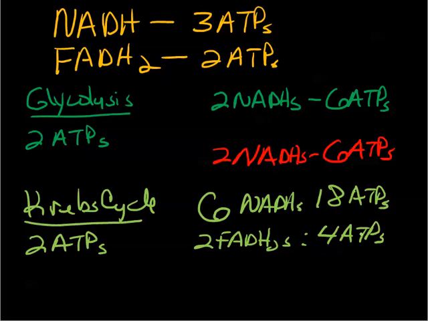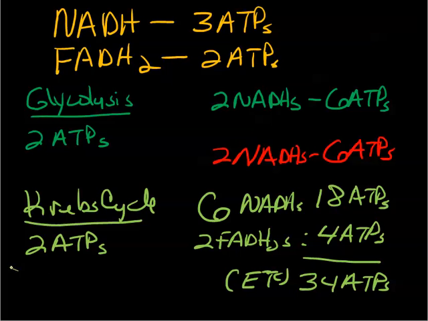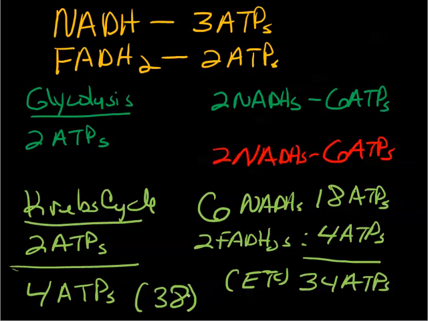So all the ATPs that are produced during the electron transport chain are right here: 6, 6, 18, 4. We get 34 ATPs from the ETC. And we have another 4 ATPs previously. So a total of 38.